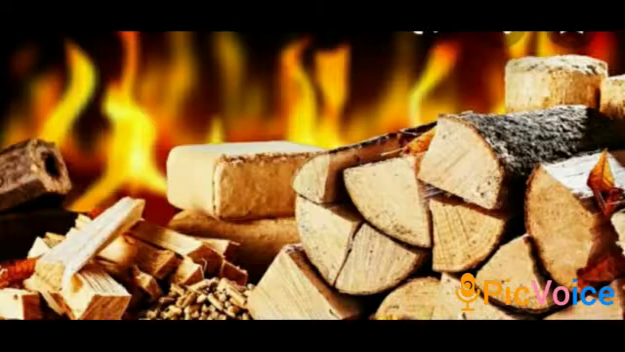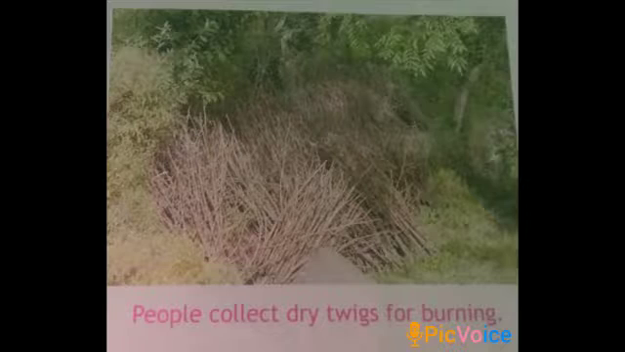Why we are using wood, children? Wood is used to make furniture and it is also used for cooking and heating. Wood used for cooking and heating is called firewood. What is firewood, children? Then you know what kind of wood is used for cooking and heating. People collect dried twigs or wood for cooking and heating.